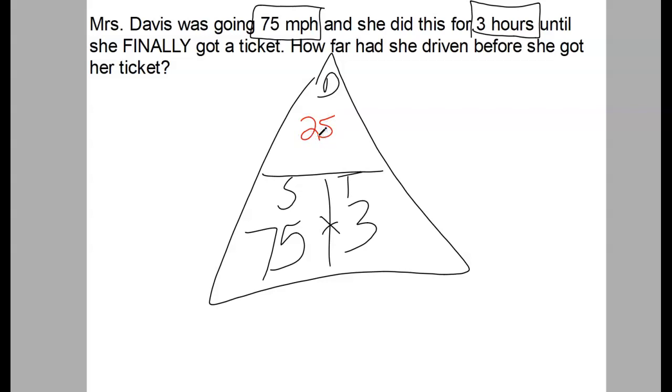Does it make sense, Claire, that you drove 75 miles an hour and you did that for 3 hours but only went 25 miles? No, because you're going 75 miles every hour that you've driven. So it can't be 25. Stop and think, how realistic does this answer seem? This is not the right answer. However, if I multiply 75 times 3, I get 225, which actually does make sense.